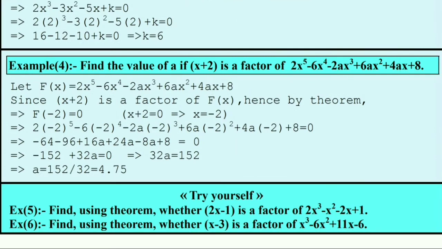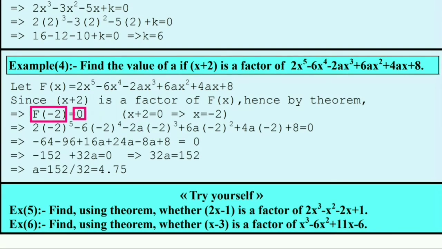Now let's take another example, example number 4, which again is a bit different from the first 3 examples explained. So here x plus 2 is a factor of the given very big polynomial. Hence, according to factor theorem, the remainder has to be 0, and here the remainder is f of minus 2. And how can that be? That has been explained in the last few examples. And according to factor theorem, this has to be 0.